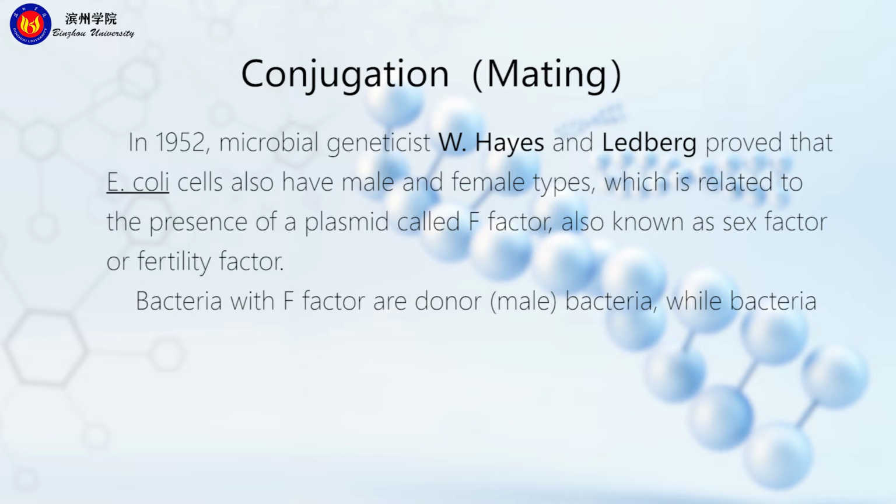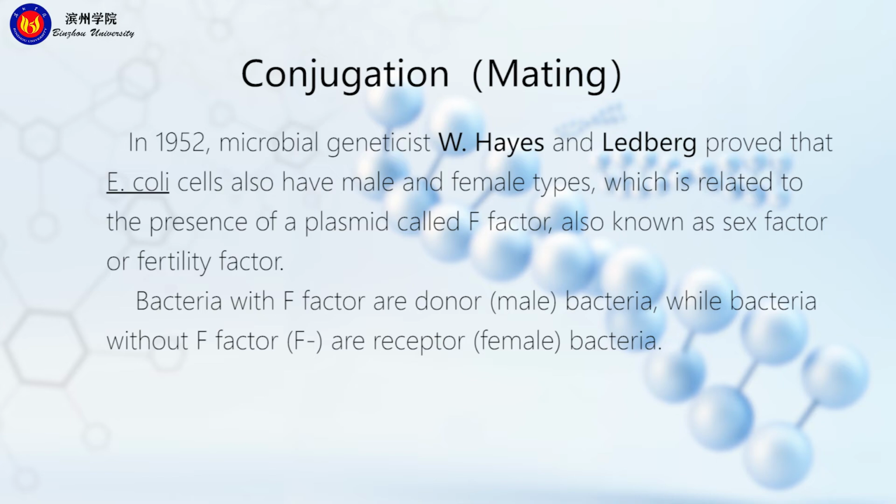In 1952, microbial geneticists W. Hayes and Ledberg proved that E. coli cells also have male and female types, which is related to the presence of a plasmid called F factor, also known as sex factor or fertility factor. Bacteria with F factor are donor bacteria, while bacteria without F factor are receptor bacteria.